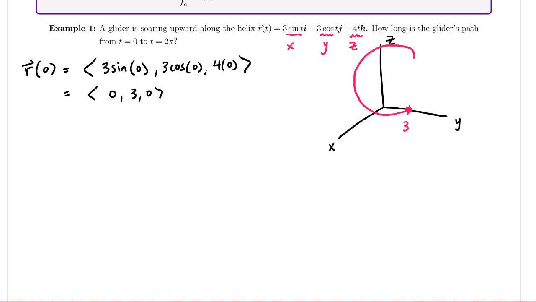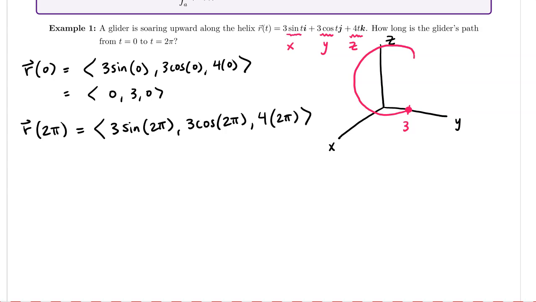same x and y coordinates, because if we evaluate r of 2 pi, that's going to equal 3 times sine of 2 pi, 3 times cosine of 2 pi, and then 4 times 2 pi. Again, just to reiterate, the x and y components of this vector will be the same as r of 0, and now the height or z component will be 8 pi. So let's say that ends right there. What we're trying to figure out is the length of the glider's path from t equals 0 to t equals 2 pi.